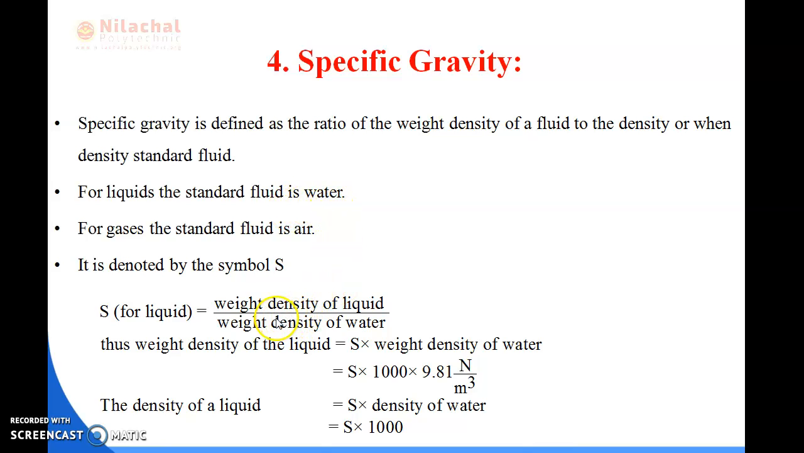I am giving some example. If you calculate the specific gravity of oil, so what do you write? You write S for oil is equal to the weight density of that oil by the weight density of the water. So if you calculate, the weight density of the oil is equal to S into 1000, that is the density of the water.